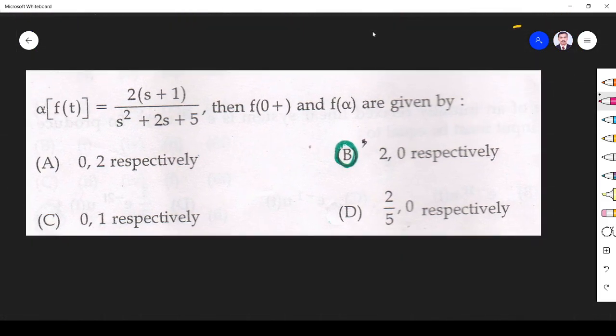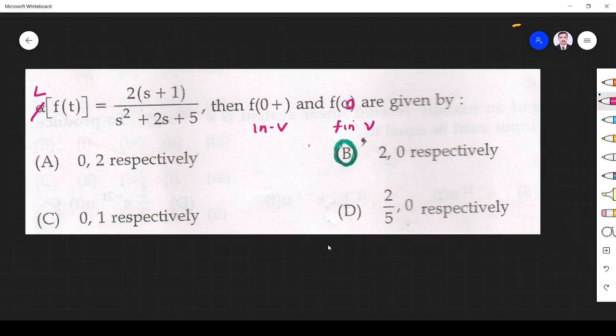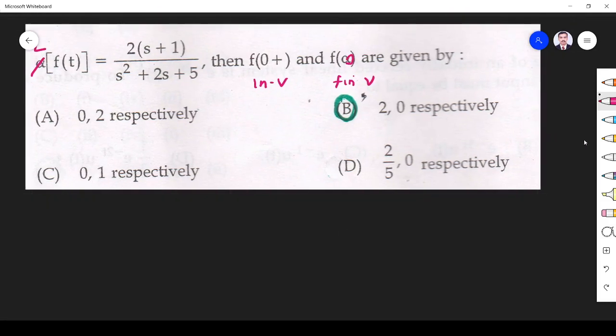Next one, I think it must be L. In the question maybe it is L. Laplace transform of f of t is equal to 2 into s plus 1 divided by s square plus 2s plus 5. Find f of 0 plus f of infinity maybe. So they ask the initial value, and this infinity means the final value. So we have to use the initial value and final value theorems of the Laplace transform. So what is the initial value theorem of the Laplace transform? F of 0 gives the initial value.